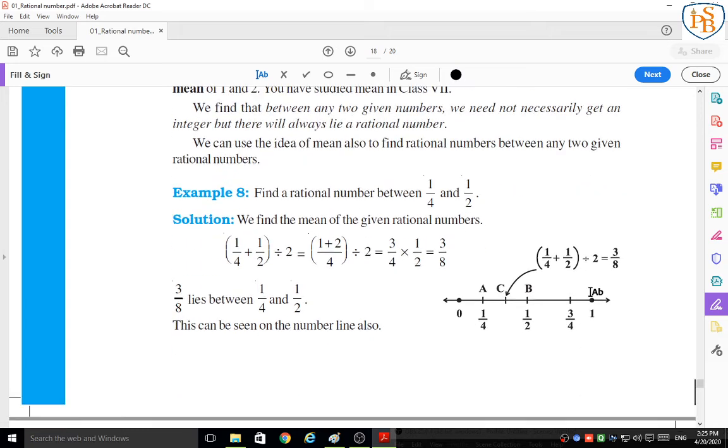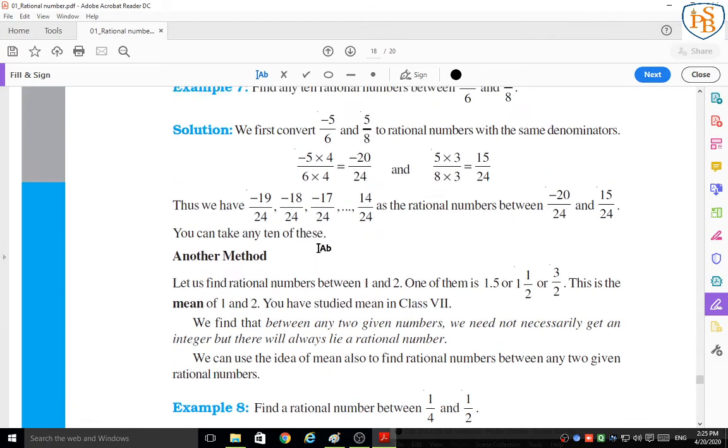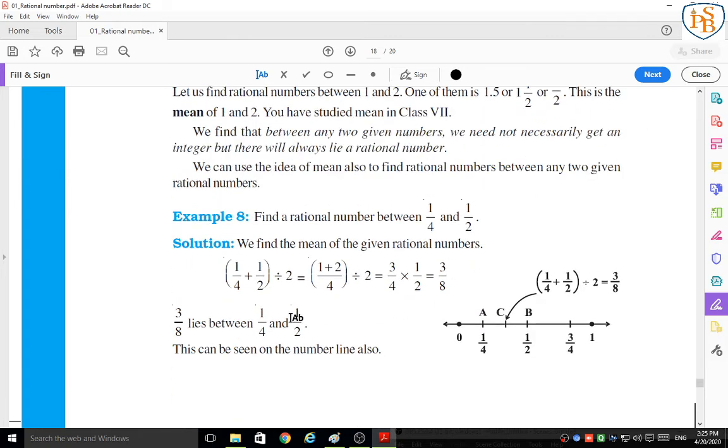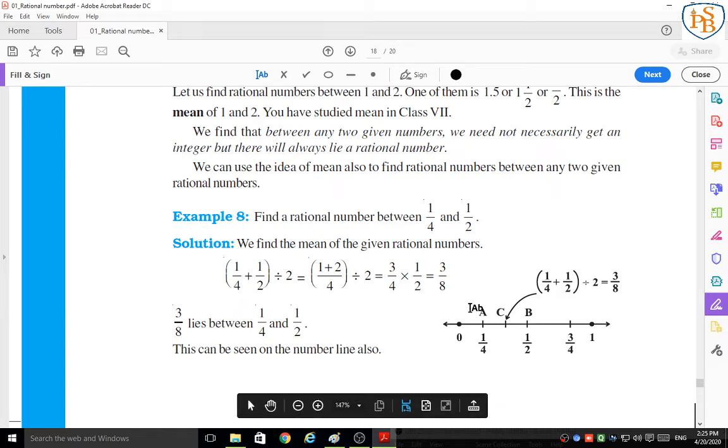Okay. The next example is: find the rational number between 1 upon 4 and 1 upon 2. We find the mean of the given rational numbers. We can solve this example by making the same denominators, or we can solve it this way also. Look at here, 1 upon 4 plus 1 upon 2. We have to find the in-between number, that means the middle number. So I can divide it by 2.